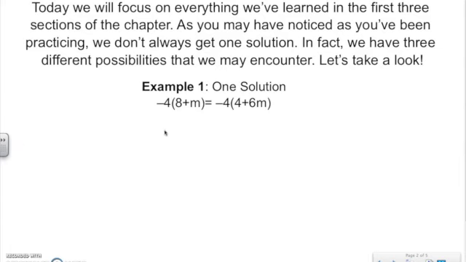So we are going to go ahead and solve this problem. If you remember, the first thing we need to do is distribute. So we're going to distribute this -4 on this side. Make sure we get that negative with it. A lot of times where we're messing up is that we are forgetting to distribute that negative alongside. But -4 times 8 is -32. And -4 times m is -4m.